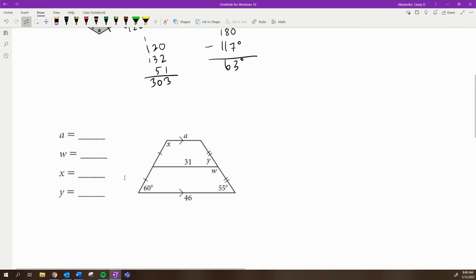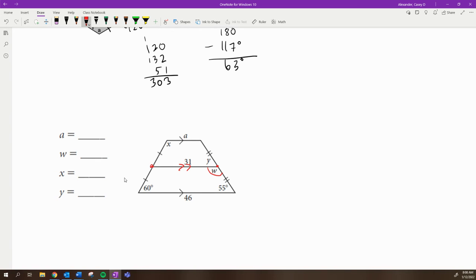This is another problem from the test, and this uses the properties of mid-segments. I hope that you found that to be successful yesterday. And you're just supposed to find each of the letters. So I'm going to do A last, actually, because the angles are pretty easy. Remember that the mid-segment is parallel to the top and the bottom in a trapezoid. I know it's a mid-segment because these are midpoints.